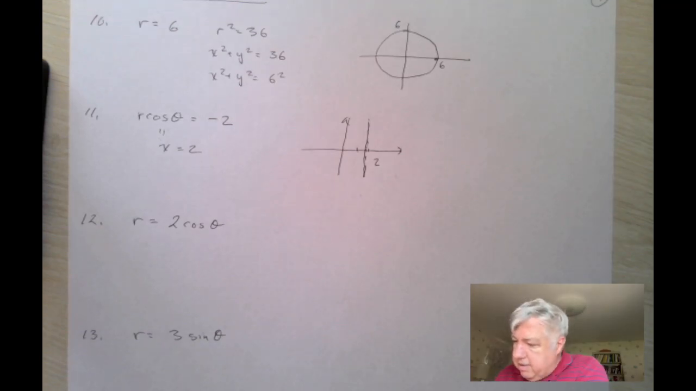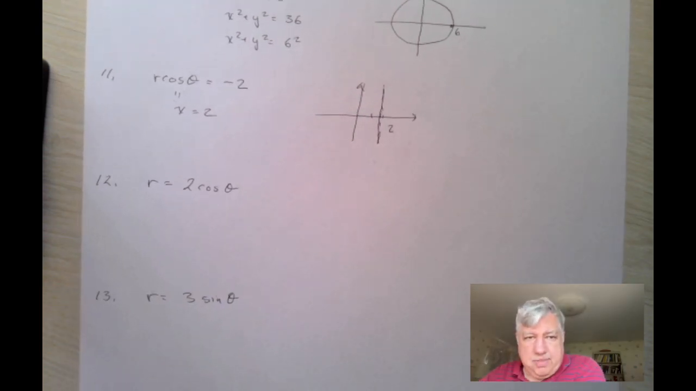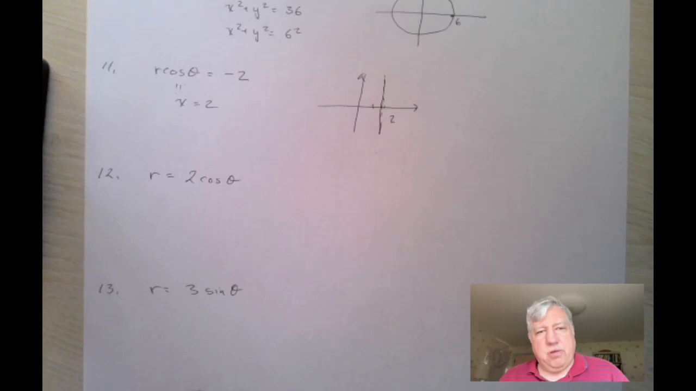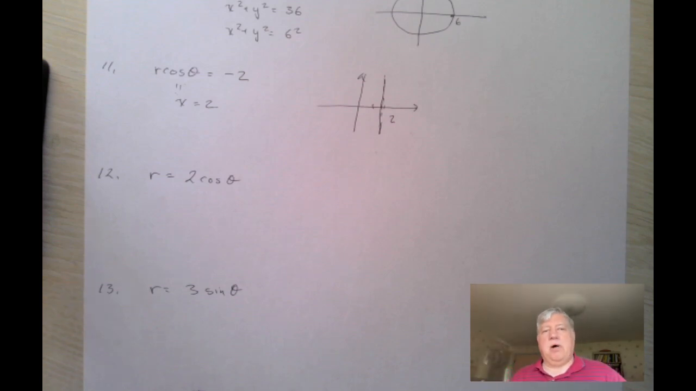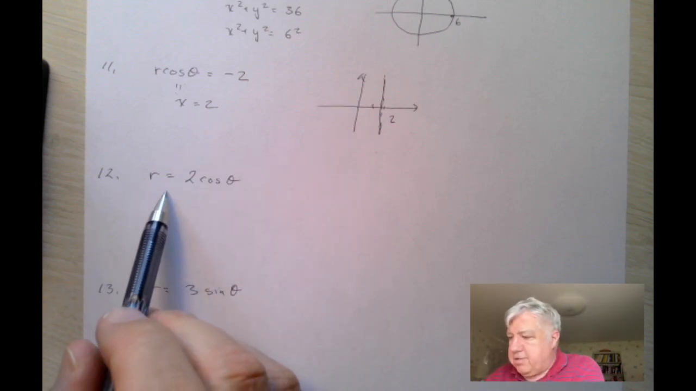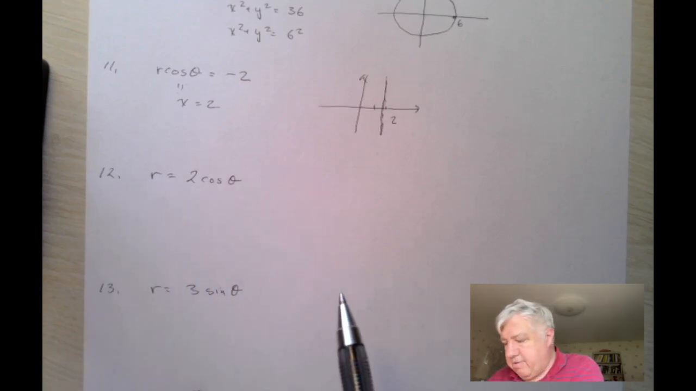All right, what about number 12, r equals 2 cosine theta? We want to resist the temptation to start plugging in values. You could think that since r is the dependent variable and theta is the independent variable, you could plug in various angles for theta and see what the r's will be. But probably an easier way is to use the relationship to write this in terms of x and y.